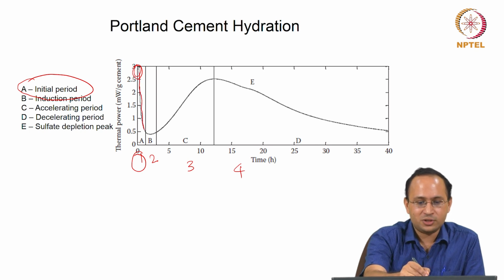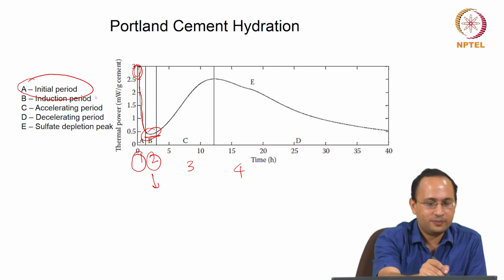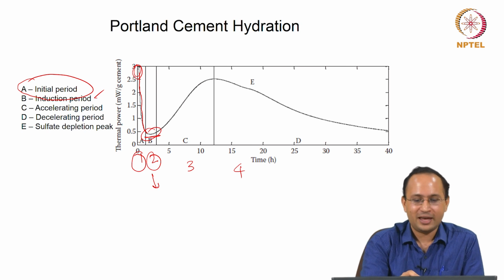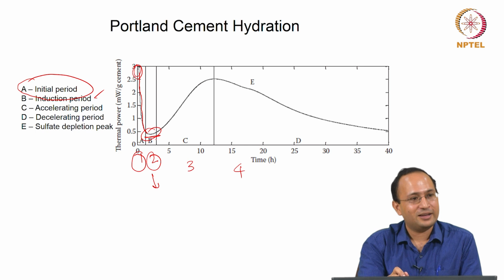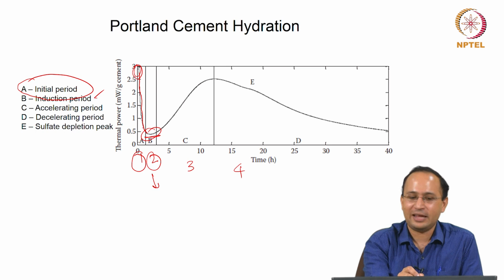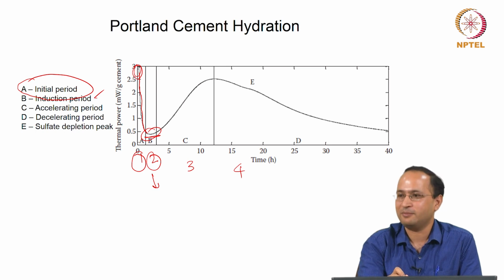Then what happens? It slows down, right. Then you come to this part 2. 2 is nothing but the induction period. Okay. Now you see that the reaction has slowed down, does not mean that it has stopped, still you have a positive rate of heat of hydration. Can anyone tell what is the importance of this induction time, induction period?